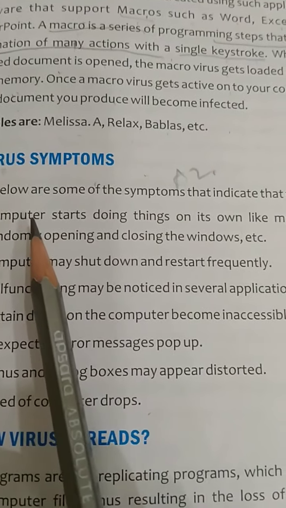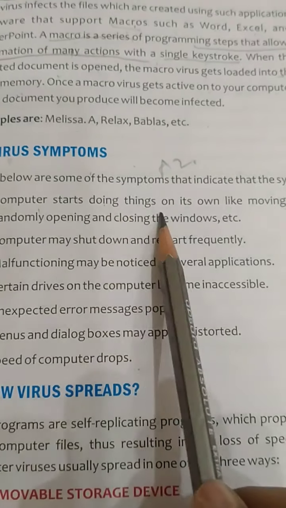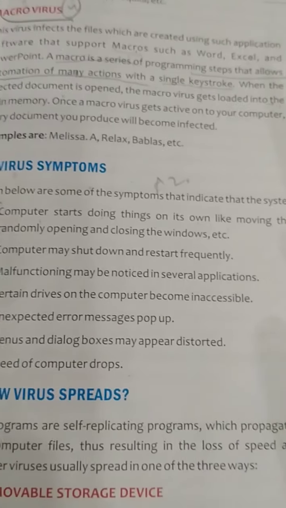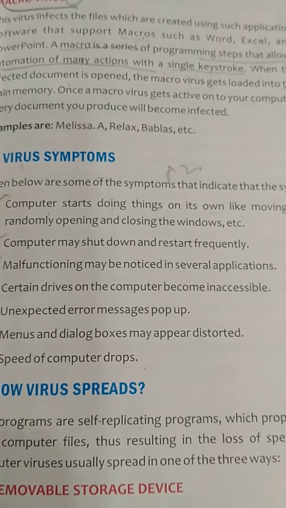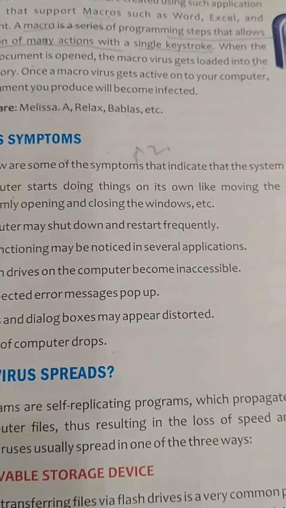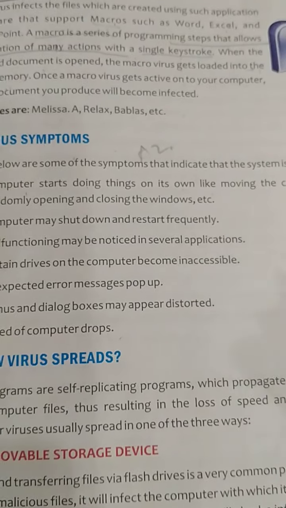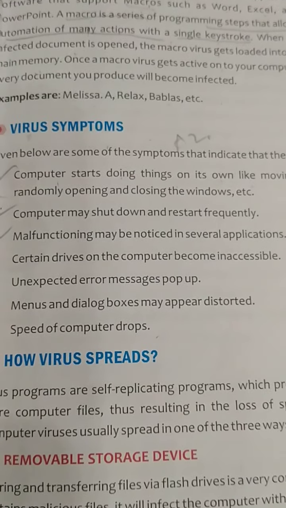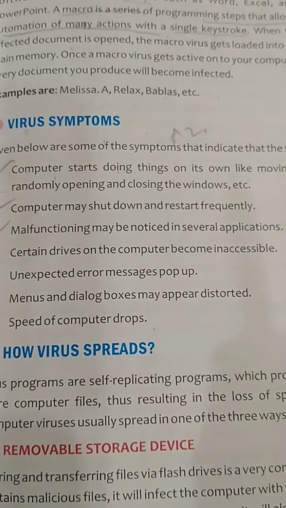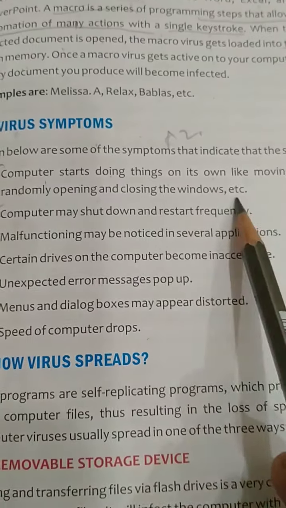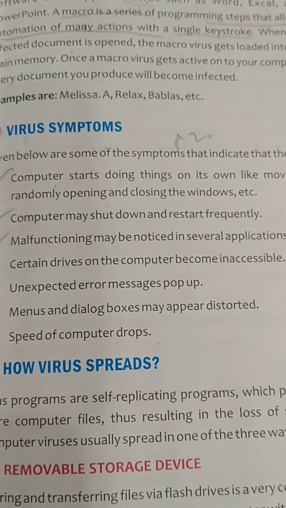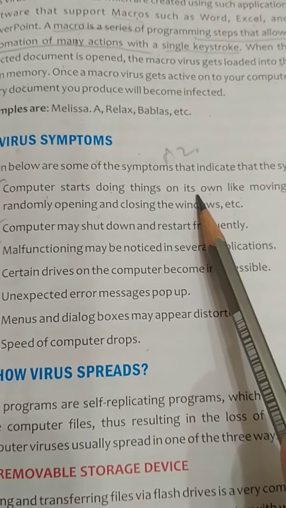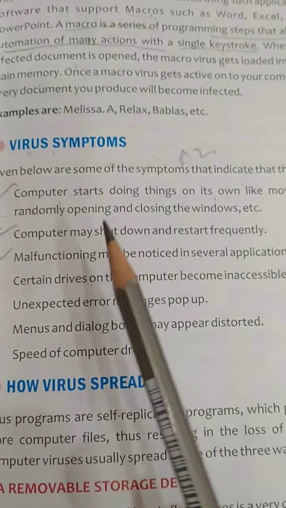First symptom is the computer starts doing things on its own, like moving the cursor all by itself. It will start doing things without your control. Your cursor will move around without stopping. You are not moving the mouse, but it is randomly opening and closing windows by itself. This is a first symptom that indicates your system is affected by viruses.